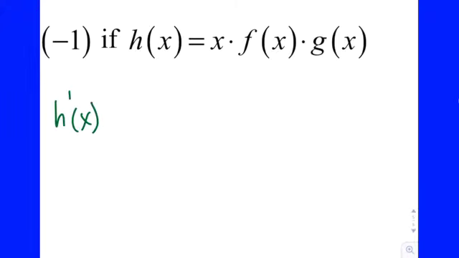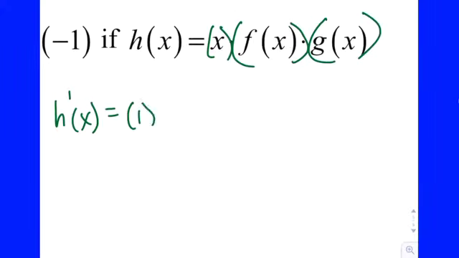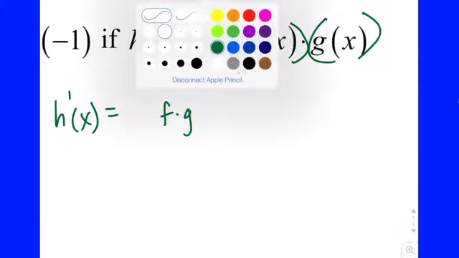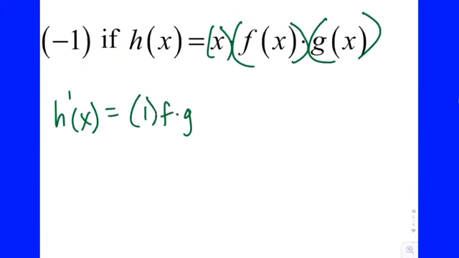So h prime of x. I'll go ahead and put of x this time. What would be the derivative then of x? We'll do it like this. First, second, third. So that becomes 1. And again, you don't have to show the 1, but I do it for accounting purposes, right? I know that I've taken the derivative of something and it happens to be 1, rather than if you just wrote f times g, it looks like maybe you forgot to do something. So it's entirely up to you. But f times g, and then plus x times f prime g, and then plus x f times g prime.